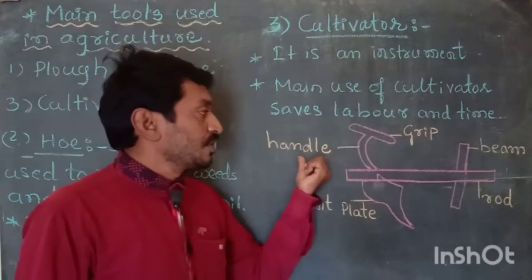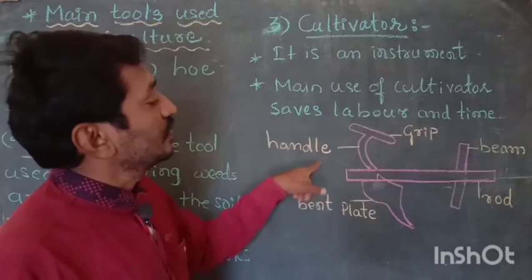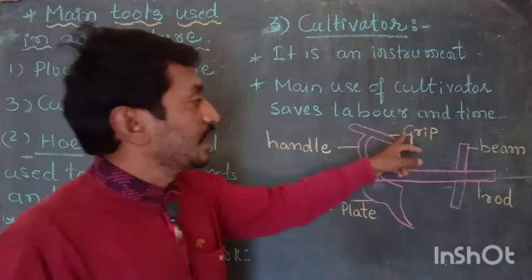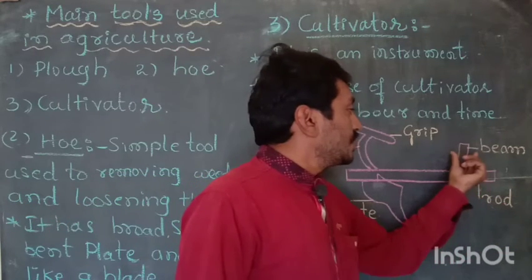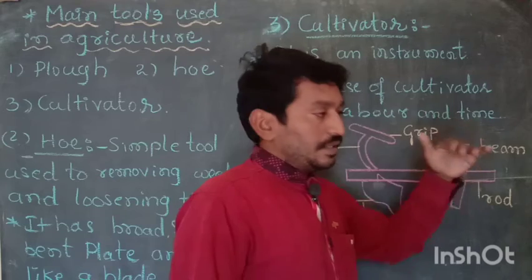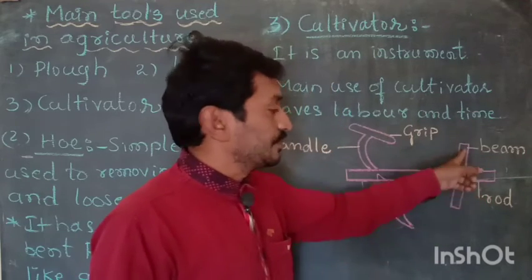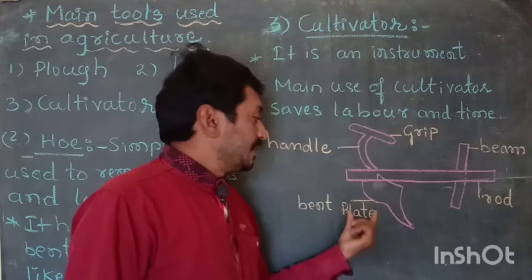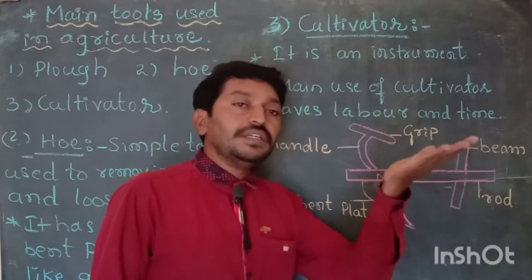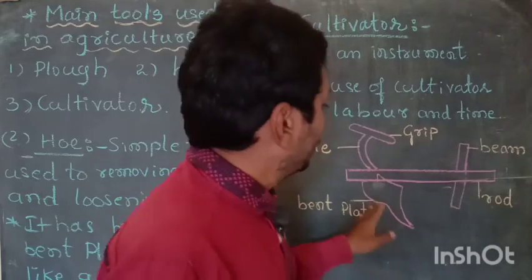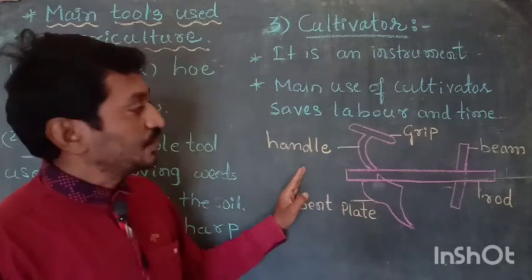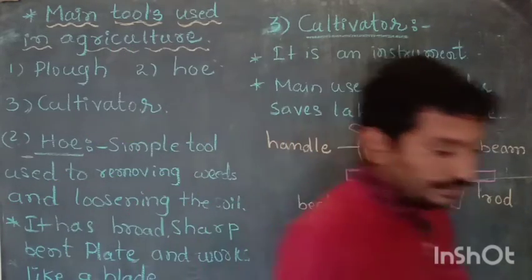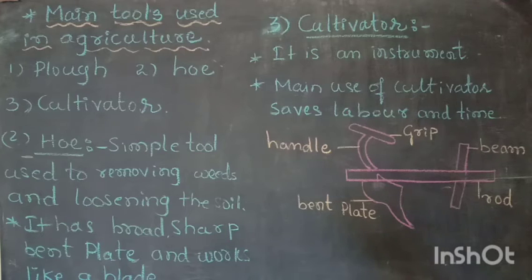And here is the figure of the cultivator. Here are a bent plate, handle, grip, beam and rod. Now this beam is connected to a tractor. This bent plate acts like a blade. It easily removes the weeds from the soil. So it's a very useful tool in our day-to-day life.